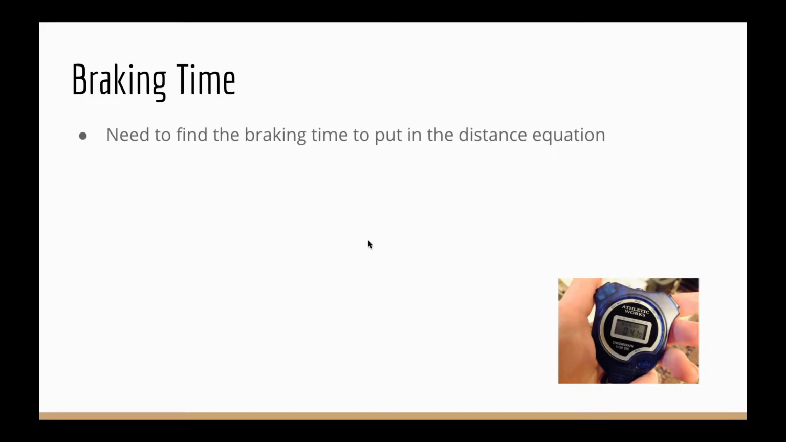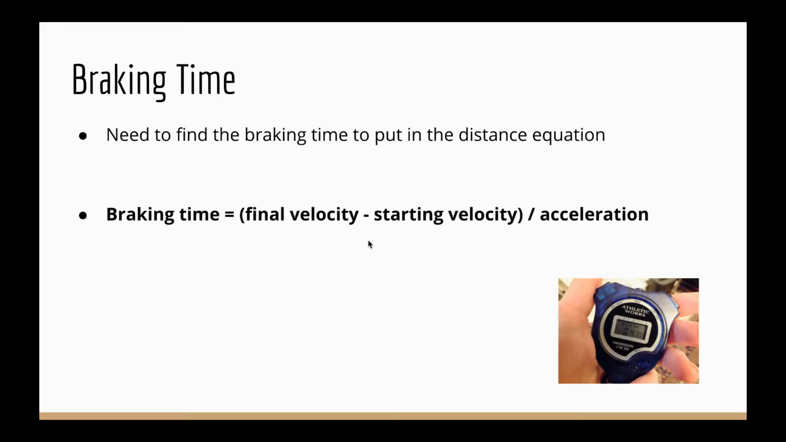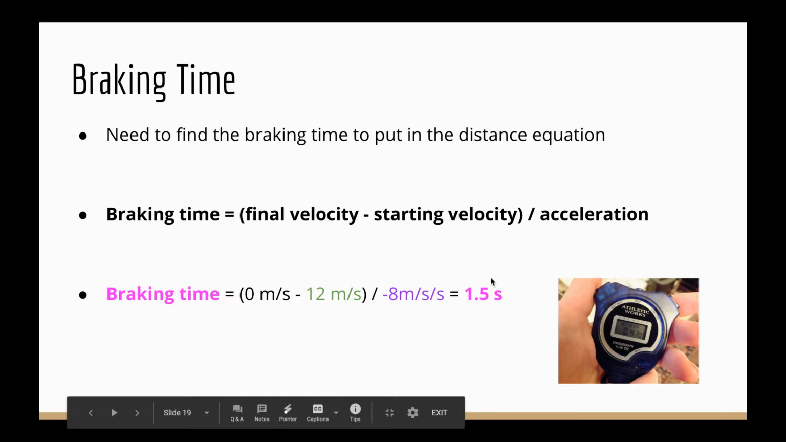So braking time is equal to final velocity minus initial velocity divided by acceleration. So my final velocity is my stopping point. I want the car to come to a complete stop, which means that that final velocity is 0 meters per second. My starting velocity is still 12 meters per second, and my deceleration rate was -8. Solve for that, and I found that my braking time was 1.5 seconds.